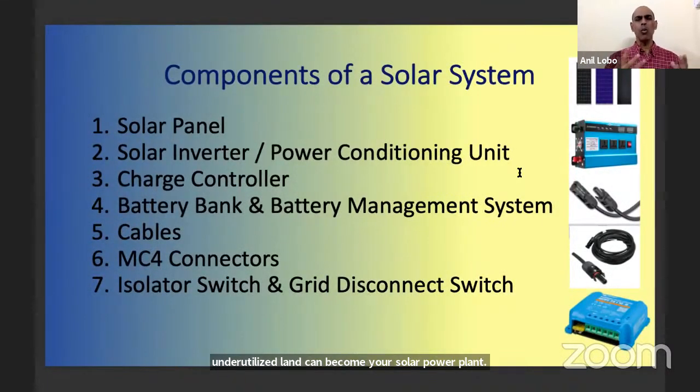So now that we know why we need solar energy, we get to the next important thing. What are the components of a solar system? I have listed 7 primary components. There are other smaller components which let's not talk about because these are understood. The most important is the solar panel. Now, without a solar panel, we cannot generate energy.